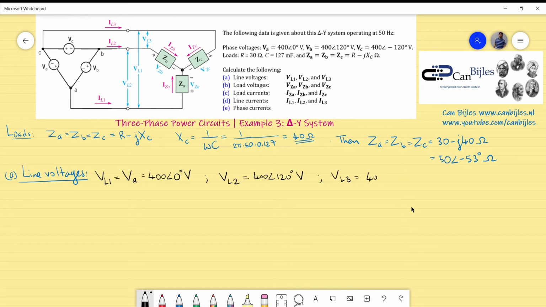So let me write it down also, and also here, because I better also denote this as VB, which is 400 phase 120 degrees in volts, and this is V of C, which is 400 volts in minus 120 degrees. So these are the three unknowns for question A. So that's actually very easy. Let's look at question B, the second one.